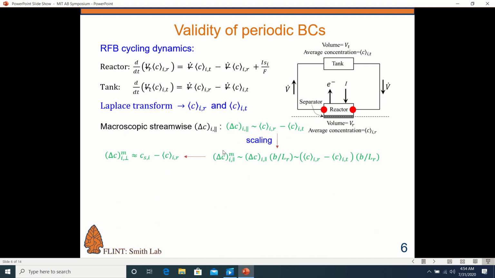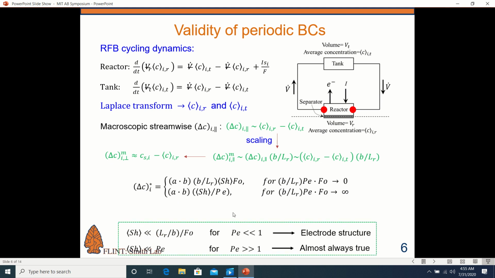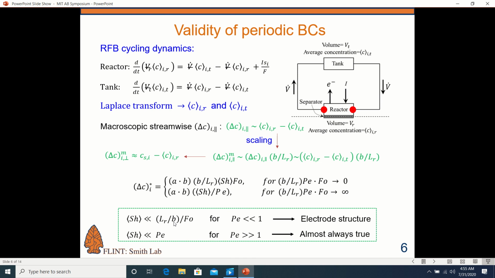From that solution we say this reactor operates at this concentration gradient. This is actually the scaled streamwise concentration gradient, and we compare it with the characteristic transverse concentration gradient. If the streamwise gradient is negligible compared to the transverse one, then the transient effect is negligible and our model is okay. To compare that, we define a non-dimensional concentration difference. Do not focus on these expressions, just focus on this one. So here are two conditions in two different limits of Peclet numbers.